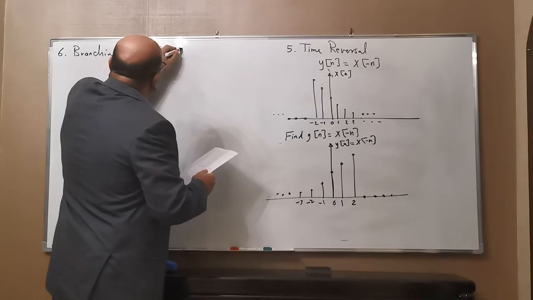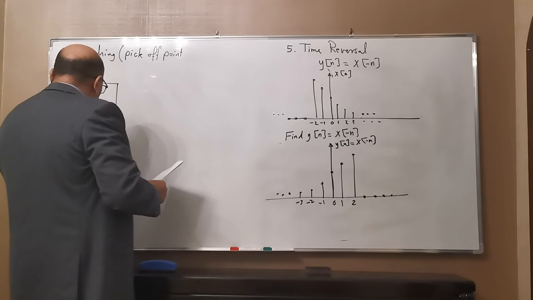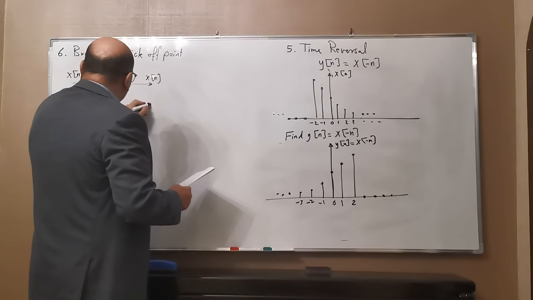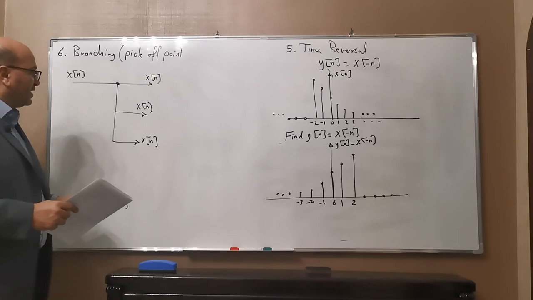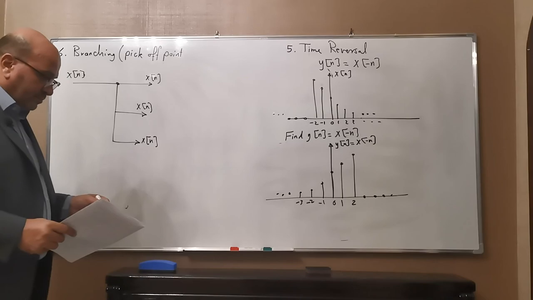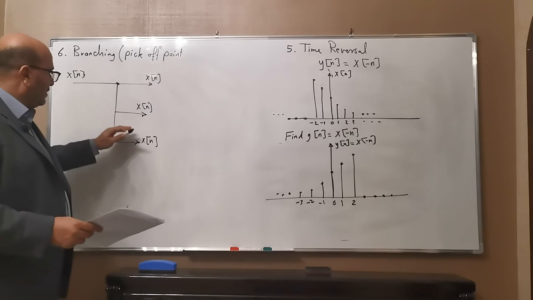Okay, this means that if you have x of n, you can take x of n to so many branches, and you will have here x of n, x of n, x of n, and you apply them to as many systems as you want. So you can do branching without any problem. You don't have the problem, as in electronics, which we call the... okay, just forget about it. This is what we call branching for the time being.